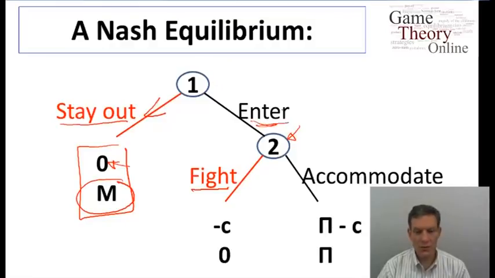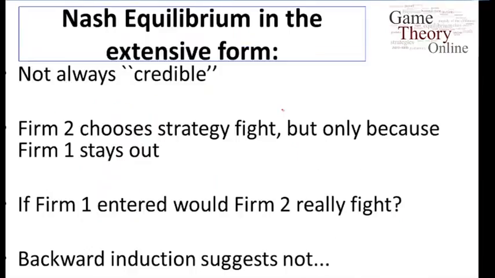Right. So this is a Nash equilibrium. In a sense, Nash equilibria are not always credible. And what does that mean, credible? So in this case, we have a strategy. The intended strategy of the second firm is to fight if the first firm enters, and that scares the first firm away. So by saying, look, I'll fight you if you enter my market, we won't earn any profits, is that a credible threat?